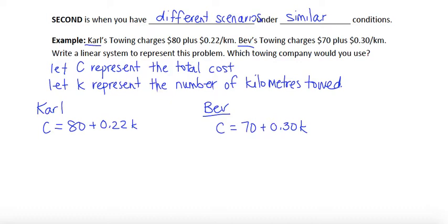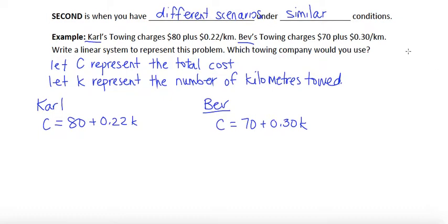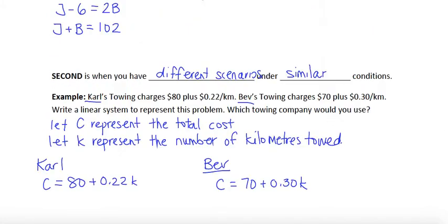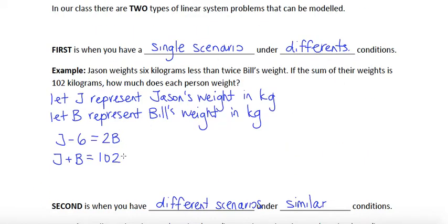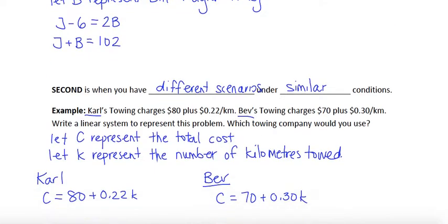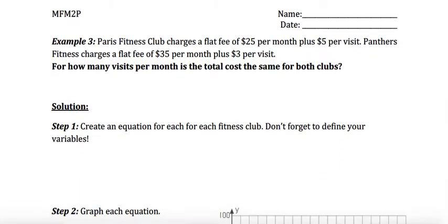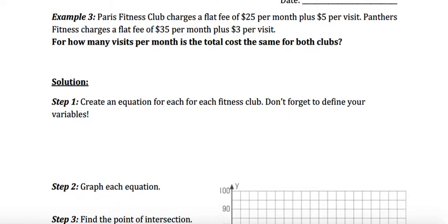So once we've looked at the different ways that you might be able to create equations, whether we have different scenarios but we're coming up with similar equations, or whether we have the same scenario but we're coming up with different equations, we're now going to look at combining that with what we did for examples 1 and 2. So example 3: Paris Fitness Club charges a flat fee of $25 per month plus $5 per visit. Panthers Fitness charges a flat fee of $35 per month plus $3 per visit. For how many visits per month is the total cost the same for both clubs?